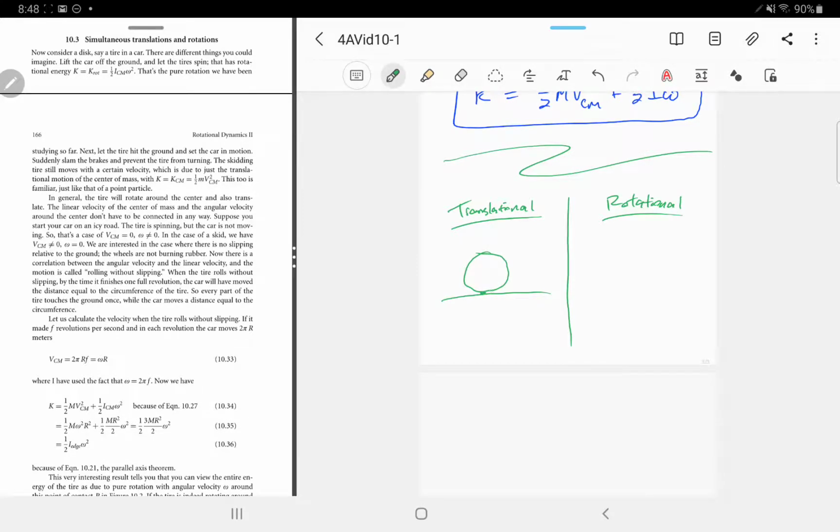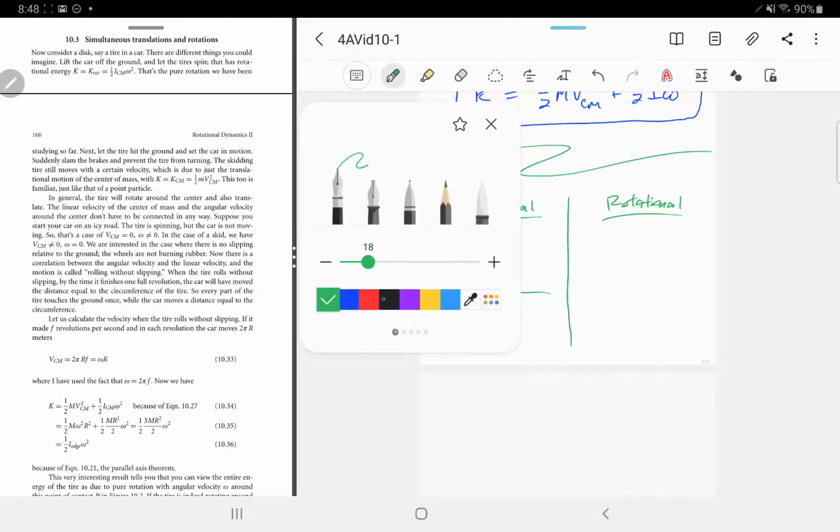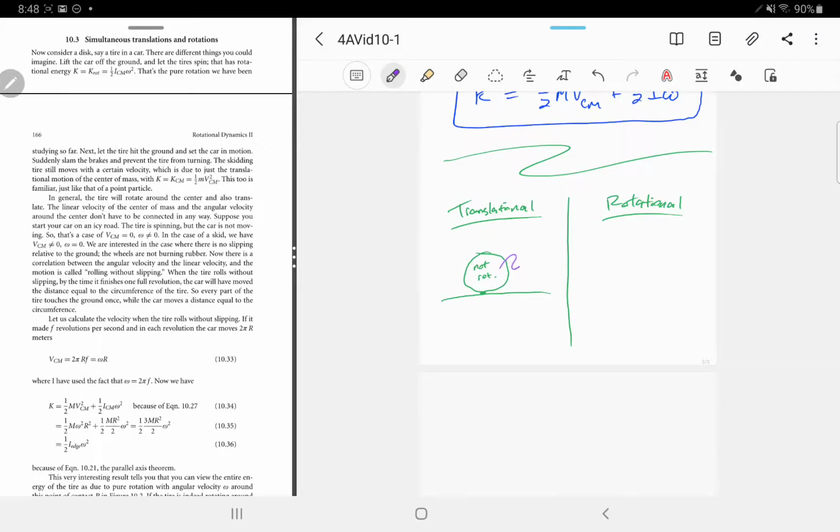So you could have a car where there's no rotation, so this thing is not rotating, and the whole tire is moving with some center of mass velocity, v center of mass. That means that this particle is moving at v center of mass, and this particle, and this particle. Every single particle here is moving with the same velocity. All particles moving at v CM.